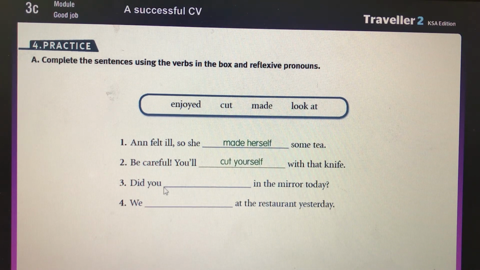Number 3. Did you in the mirror today? Look at the mirror. Not enjoy, not cut, not made. So, did you look at yourself in the mirror today? Right, excellent, boys. Number 4. We enjoyed ourselves at the restaurant yesterday. Excellent.